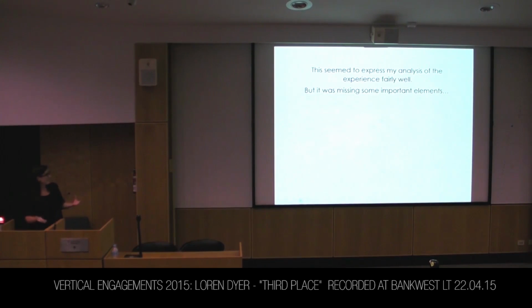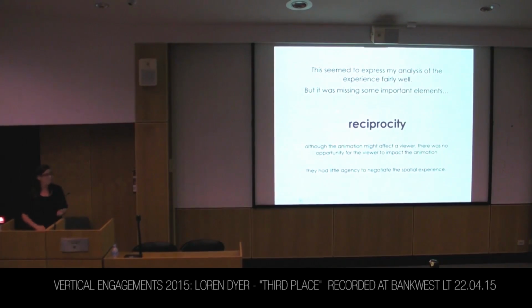So, to me at least, this seemed to express my analysis of the experience fairly well, but it was missing some important elements, and one in particular was reciprocity. So I found in my site that it was really important for the person and the site to have equal or equivalent stakes in producing meaning. And although the animation might affect a viewer in a similar way to if they were exploring the site, there was no opportunity for the viewer to impact the animation or indeed the space which it represented. So in this case, the occupant would have little agency to negotiate their own spatial experience of the space.